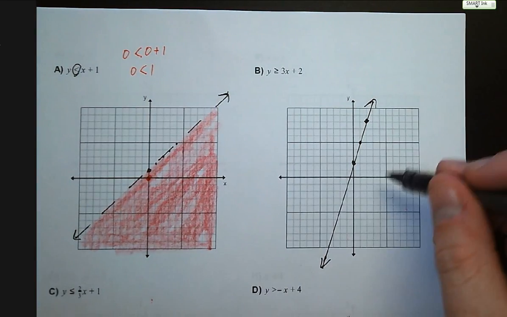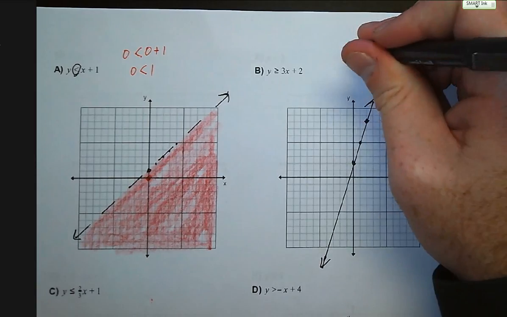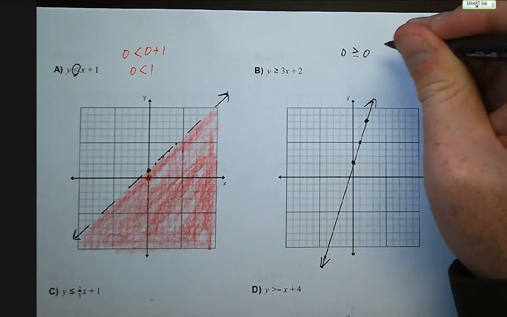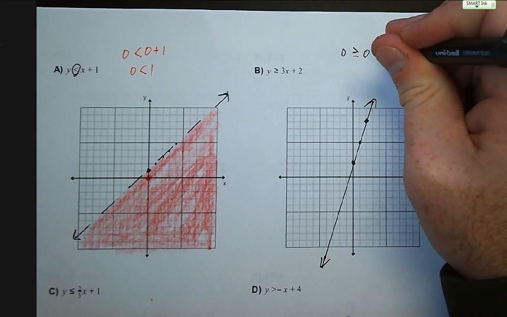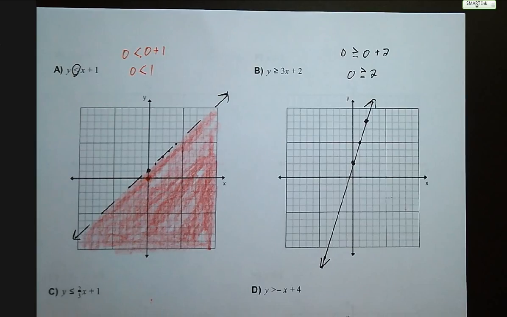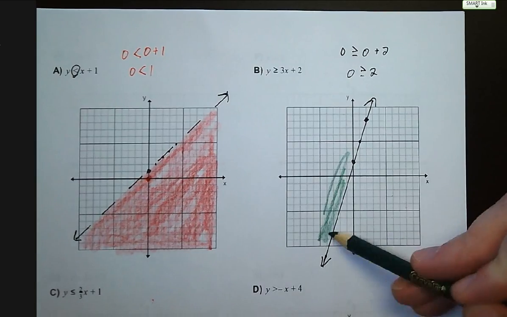And we're going to use 0 for our test point. So is 0 greater than or equal to 3 times 0, which is 0, plus 2? Is 0 greater than or equal to 2? No, it is not. So we are not going to shade the side with 0. We need to shade the opposite side.